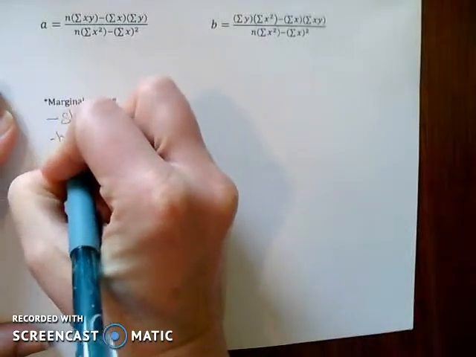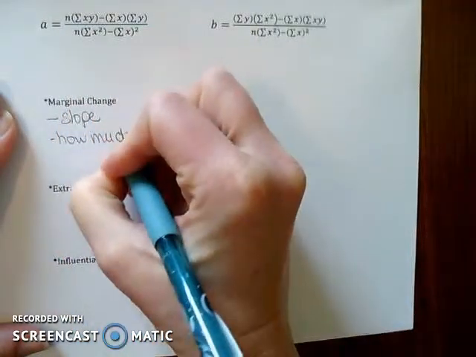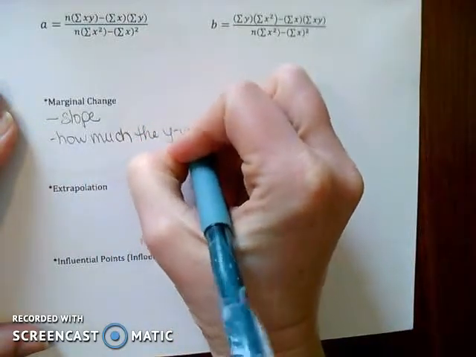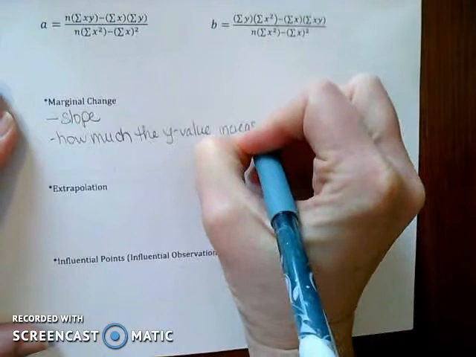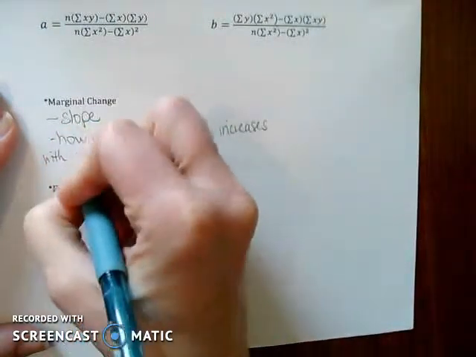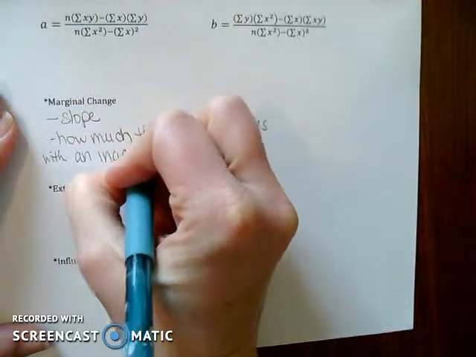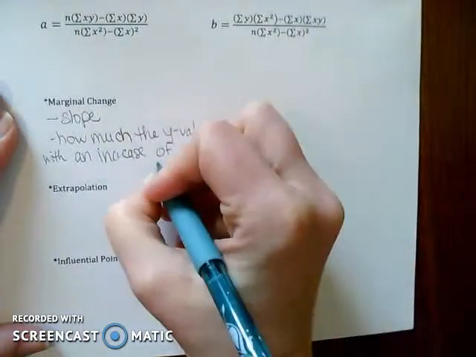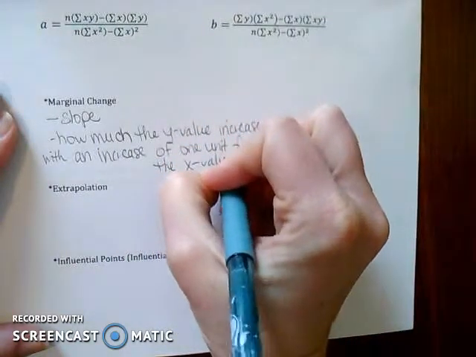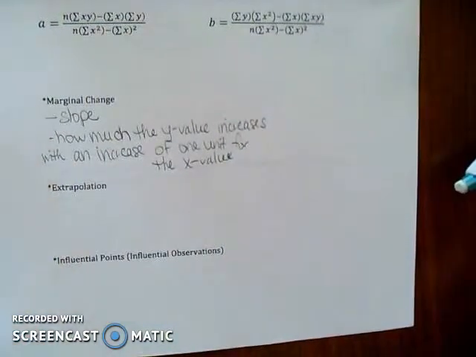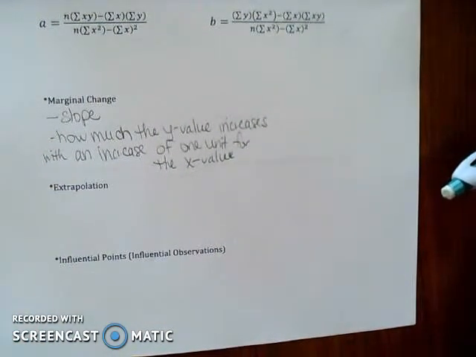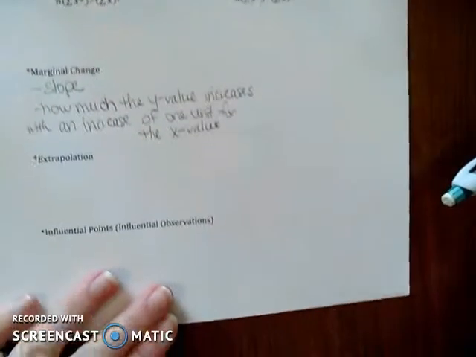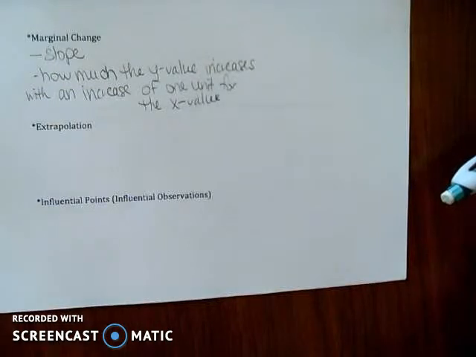So this is how much the y value increases with an increase of 1 unit for the x value. And again, that doesn't make a lot of sense right now, but when we put it with some actual data, hopefully it'll make a little bit more sense. Okay, so when it asks about the marginal change, now your homework will not ask you about marginal change, but your test does. Okay, so we're going to put it in the notes, that way you have it. Okay, so it's your slope.